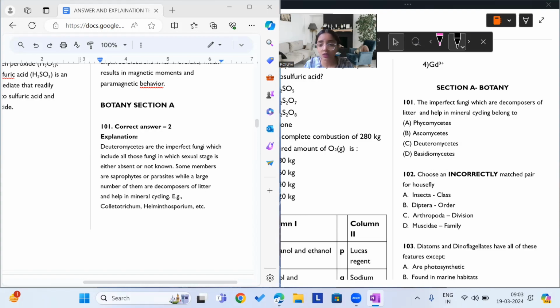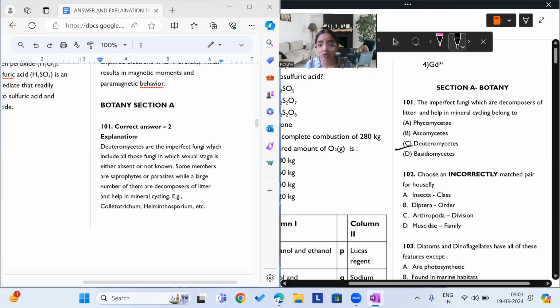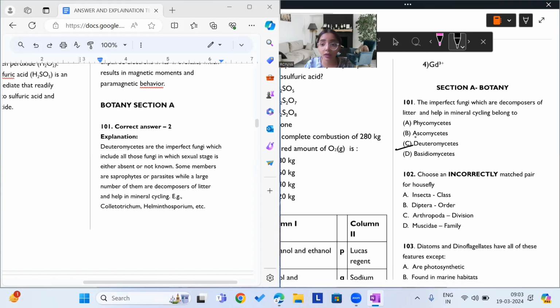Okay. So let us just start. What does it say? It says the imperfect fungi which are decomposers of litter and help in mineral cycling belong to. The answer to this question is Deuteromycetes. Okay, the answer to this question is Deuteromycetes. It says the imperfect fungi which are decomposers of litter and help in mineral cycling belong to which class?